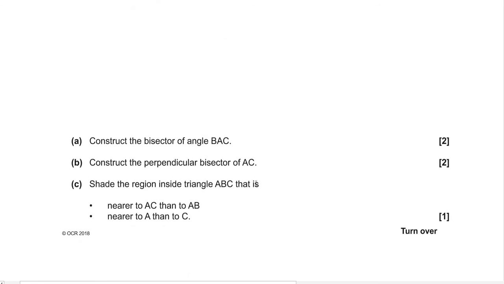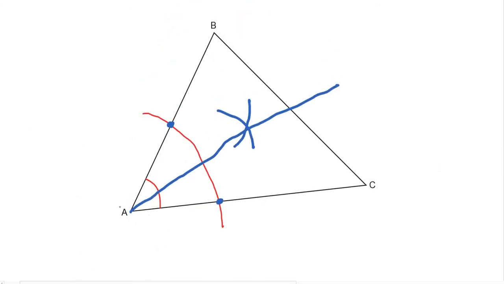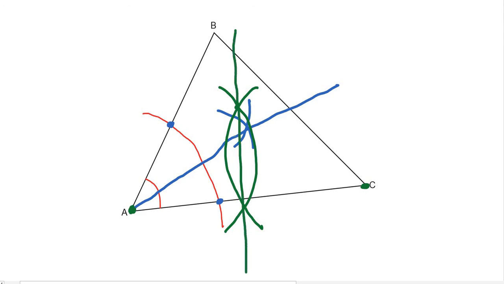Construct the perpendicular bisector of AC. Well, AC is this line here. So to do this, you place your compass on here and you draw an arc. It will look something like this. You place it on here, draw another arc, looks something like that. And then these 2 points, you connect them up with a straight line. It should look something like that. So I know this is really messy, but hopefully you get the idea.